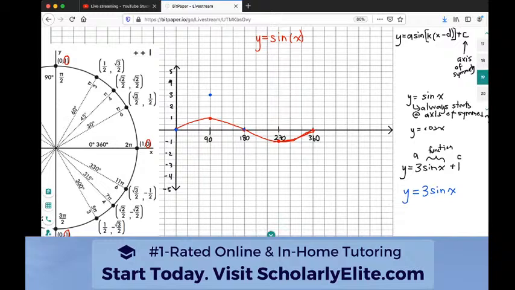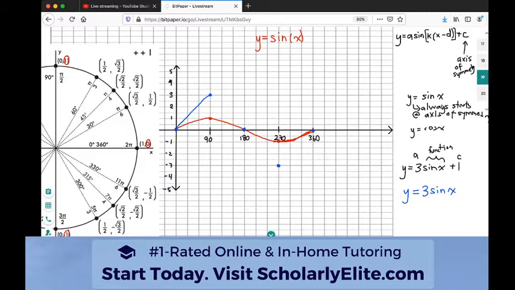At 180, it's going to be 0 again. Here we've got negative 3. And here we've got this. So as we can see, what I was saying earlier about the fact that the C term is the axis of symmetry.